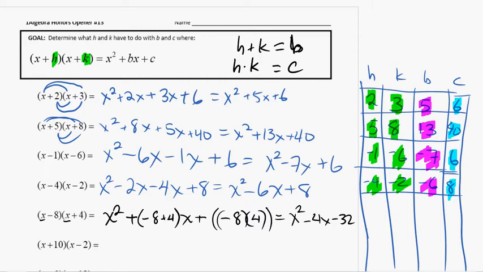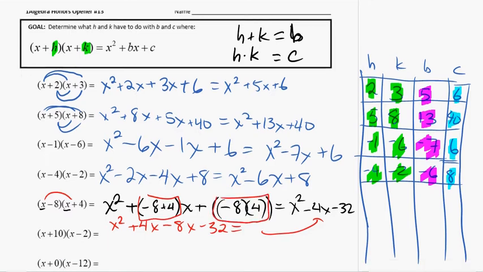So let's check it. Distributing: x squared plus 4x minus 8x minus 32, which is the same as that. So it works. Now, as you go through, you're probably not going to write it out this way. You're going to start to just do the math quickly in your head or on a calculator and start to develop a sense for these numbers. So let's get to x squared plus 8x, because 10 plus negative 2 is 8. Multiplying them is minus 20.